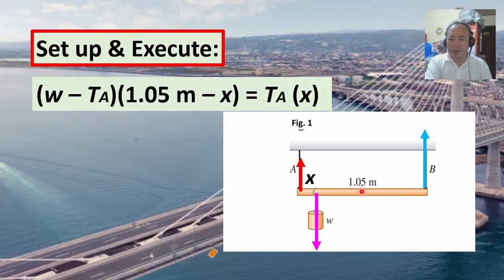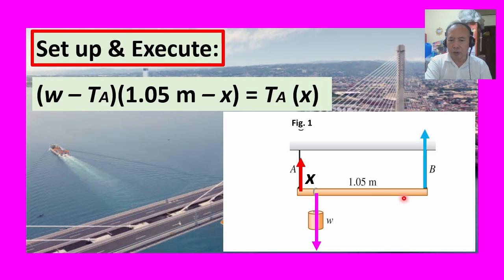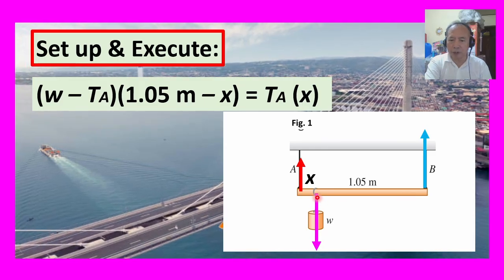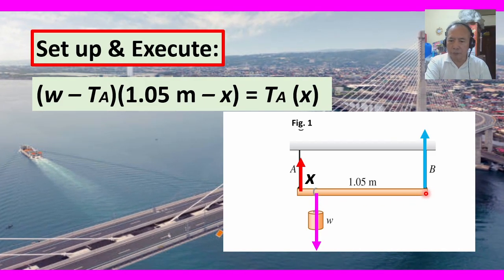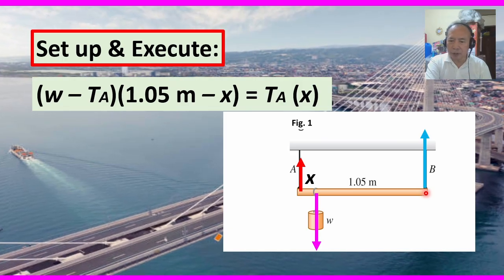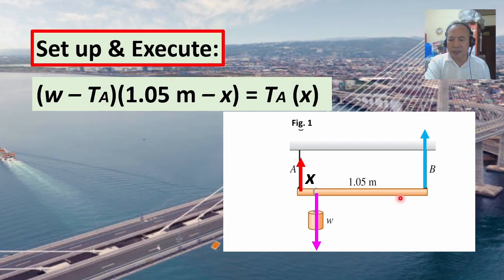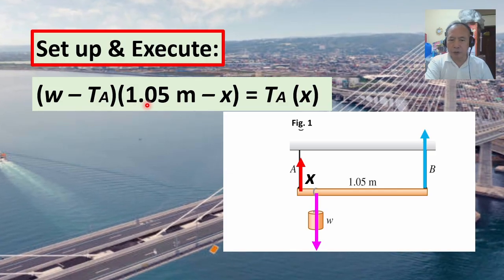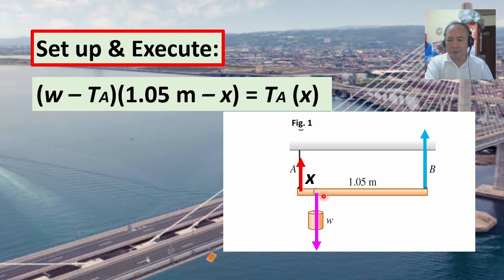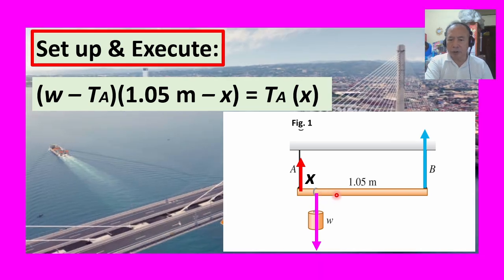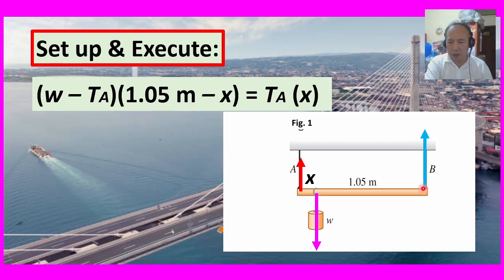The length of the rod is given, which is 1.05 meters. So how far is this point, or the axis of rotation, from the line of action of the tension force T sub B? Okay, that distance is equal to 1.05 meters minus x. We call that the lever arm or the moment arm of the force T sub B.